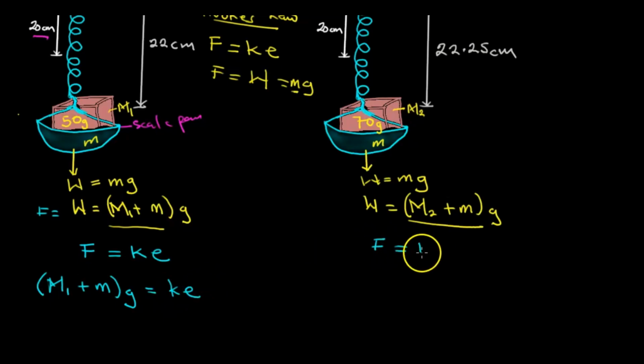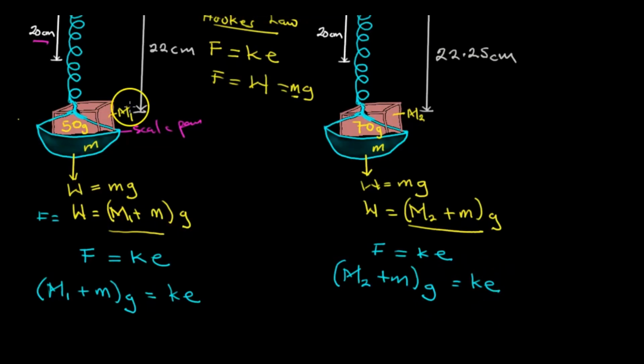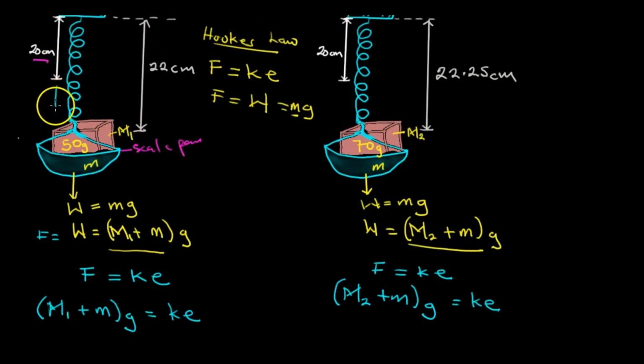F equals Ke, and our F is the weight, which is M2, the mass of the load, plus M, the mass of the pan, all multiplied by gravity, equals Ke. Now, what is the extension or the change in length? The change in length is the distance from here to there.